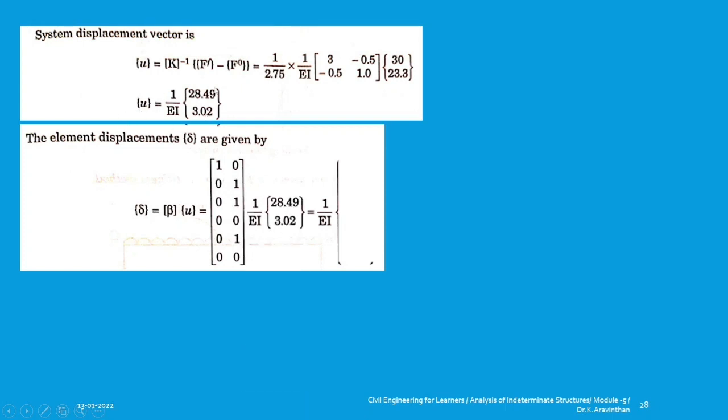Now multiply this u value by the beta matrix. This will yield you the element displacement matrix. 1 into 28.49, which will be 28.49, and 1 into 3.02, next row into this column will be 1 into 3.02, and this will become 0, 1 into 3.02, and finally 0 into 0 is 0.